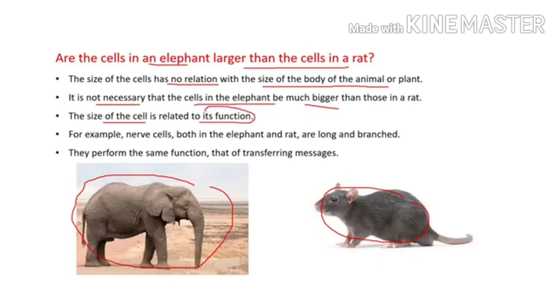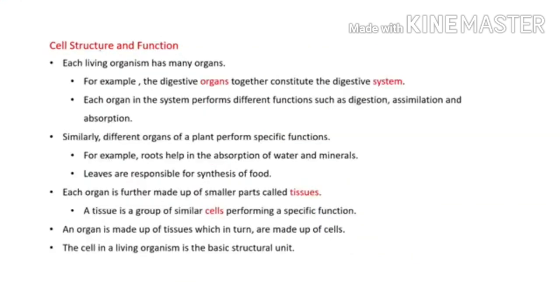Size of the cell is related to its function mainly. For example, nerve cells, both in the elephant and rat, are long and branched. They perform the same functions, and that is to transfer messages.